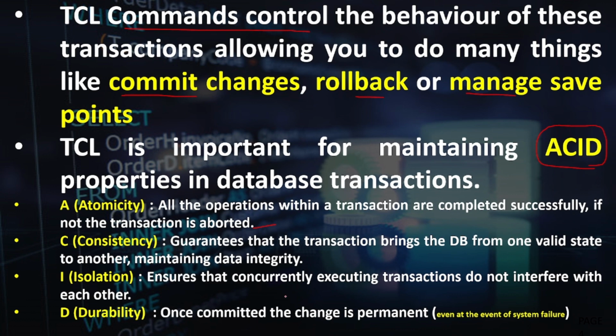Isolation ensures that concurrently executing transactions do not interfere. There may be many transactions coming in for one thing, so if concurrent transactions come on a particular data table or on particular data, they will not interfere with each other. And finally, durability: once committed, the changes are permanent. They will not be lost even in system failures. So here we see that TCL and transactions basically help us maintain ACID.